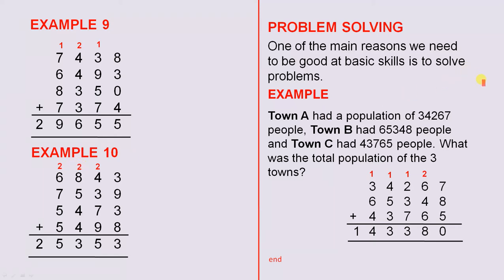Problem solving. One of the main reasons we need to be good at basic skills is to solve problems. So here's an example. Town A had a population of 34,267 people. Town B had 65,348 people. And Town C had 43,765 people. What was the total population of the three towns? Now, common sense tells us that we just add these three numbers up.